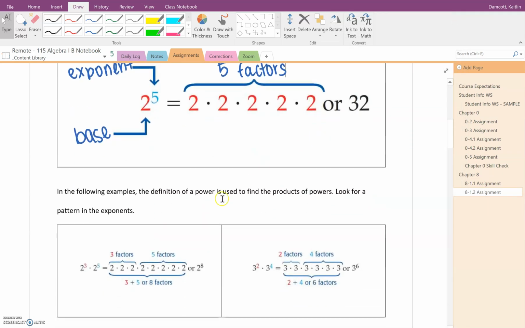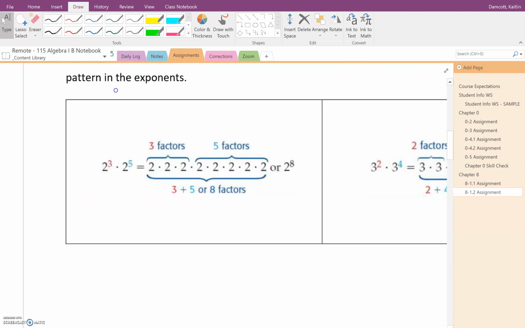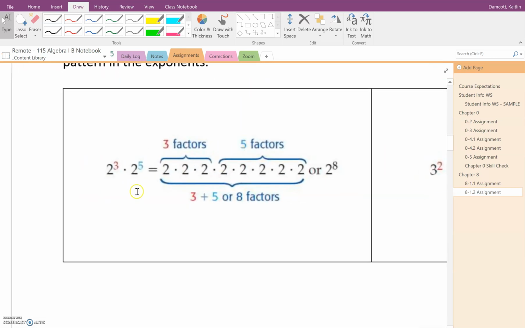It says, in the following examples, the definition of a power is used to find the products of powers, meaning we're going to start multiplying monomials that have an exponent. So look for the pattern in the exponent. On the left, we have our first example: 2 to the 3rd power times 2 to the 5th power. 2 to the 3rd means that we have 3 factors of 2, so 2 times 2 times 2. 2 to the 5th power means that we have 5 factors of 2.